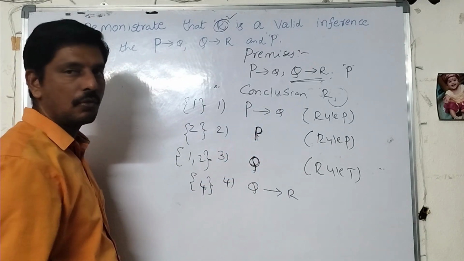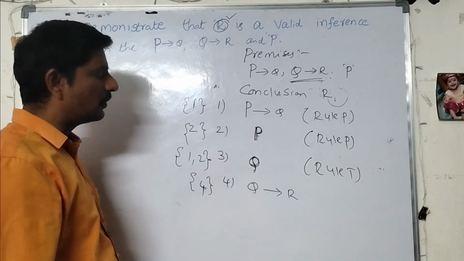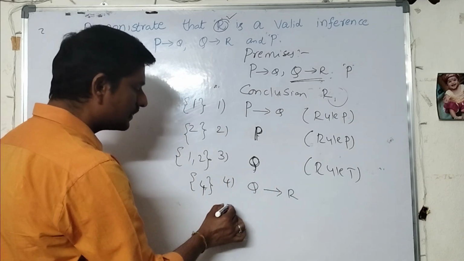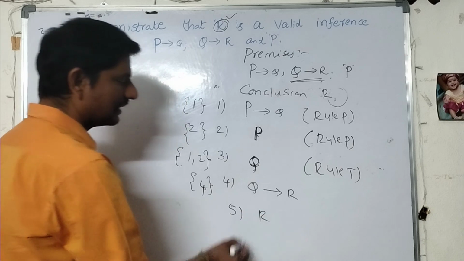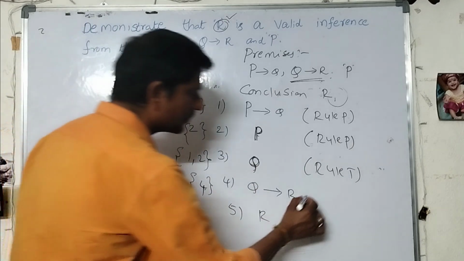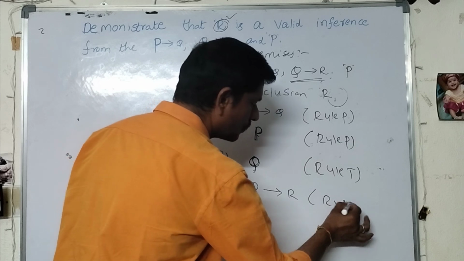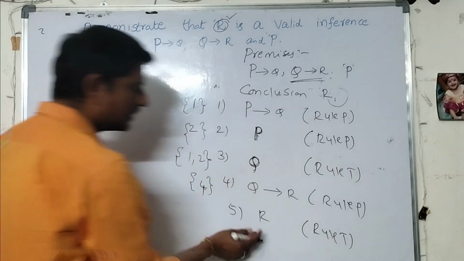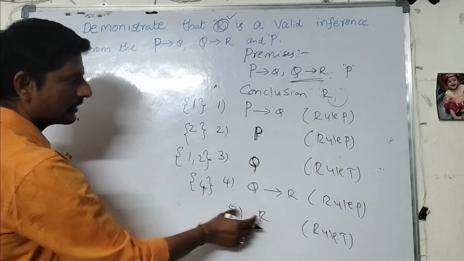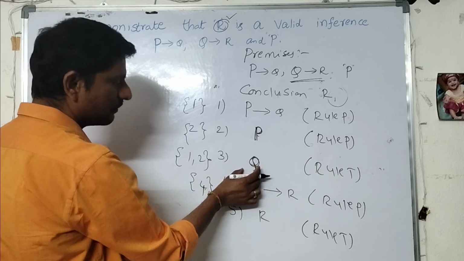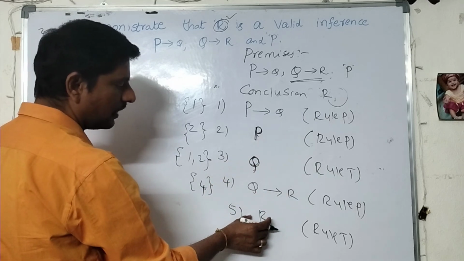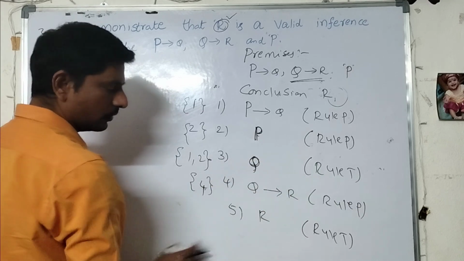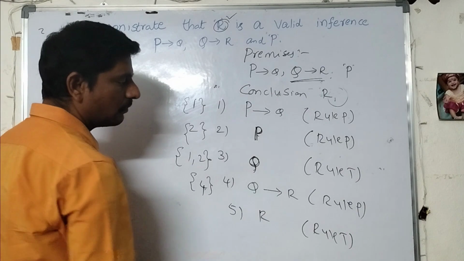If you observe these two values, Q implies R and Q, again we use the modus ponens rule. Q implies R, Q, which gives us R. Exactly. So here we used rule P, and here we used rule T. We generated a formula. Here it is modus ponens. So P implies Q and P, modus ponens, we got Q. Then Q implies R and Q, we got R. It is also modus ponens.